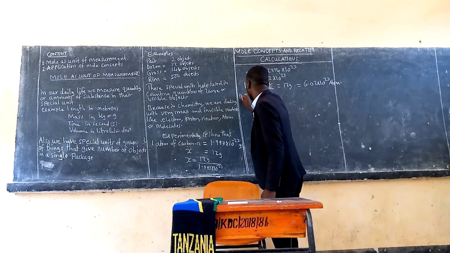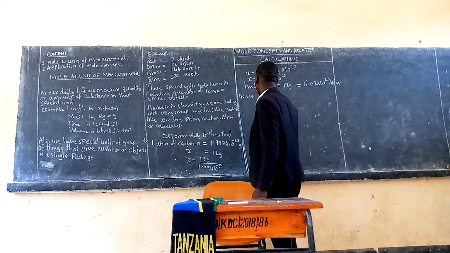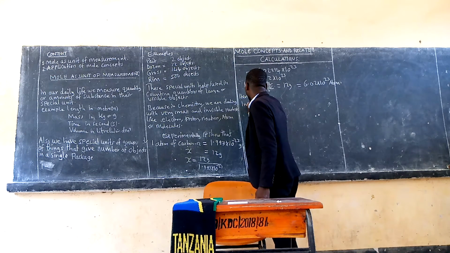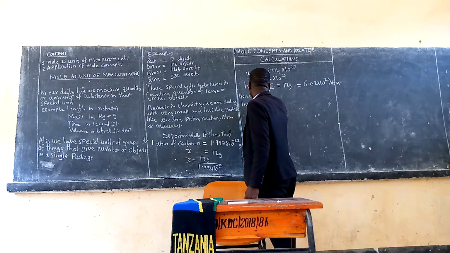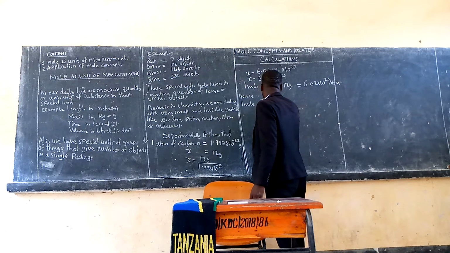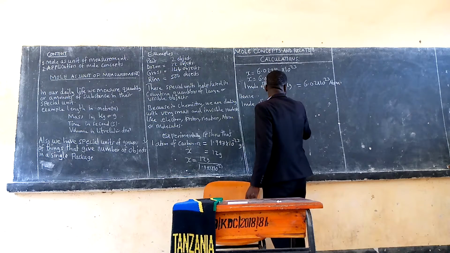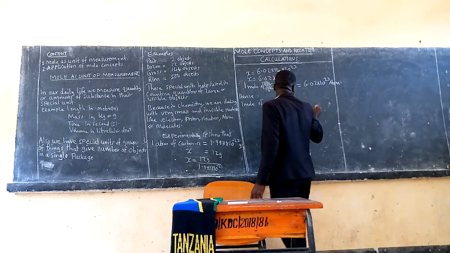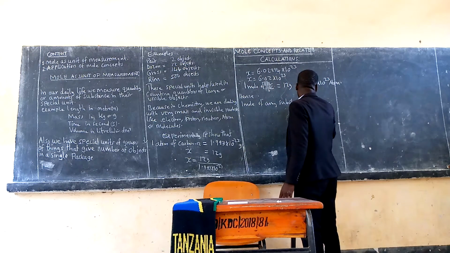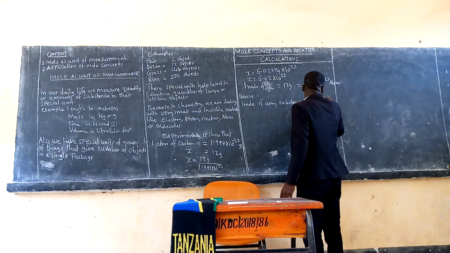hence, 1 mole of any substance is equal to 6.02 times 10 raised to 23 particles.